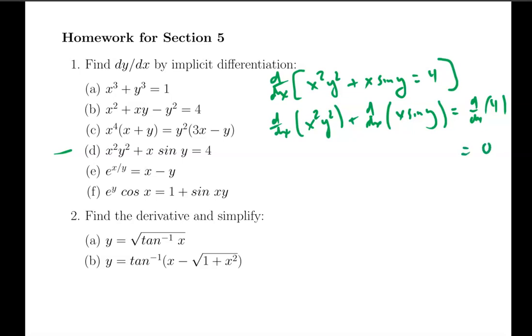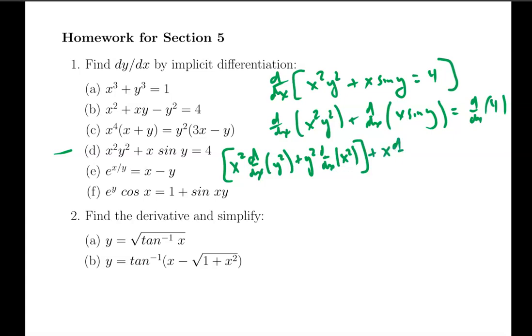So this is obviously 0. And then for each of those other two pieces, I need to do product rules, right? So let's set this up. So I have x squared times the derivative of y squared plus y squared times the derivative of x squared. That's the first piece. And then let me see if I can squeeze this in here. The second piece plus x derivative sine y plus sine y derivative x equals 0.